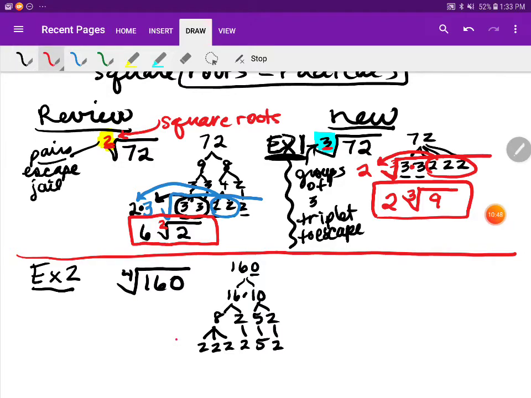Okay, and then you have a fourth root of this. So do you have any, now this is fourth root jail. So fourth root jail means that you got to have a group of 4 to escape from fourth root jail. So I do. Team 2 escapes and just becomes a single 2 on the outside. So single 2 on the outside, fourth root, re-multiply 5 times 2.